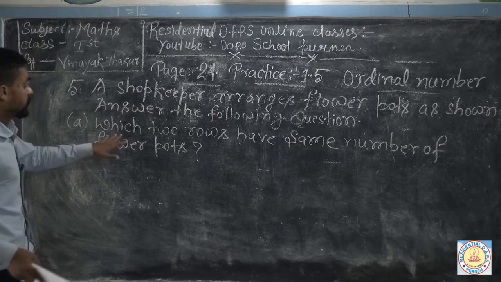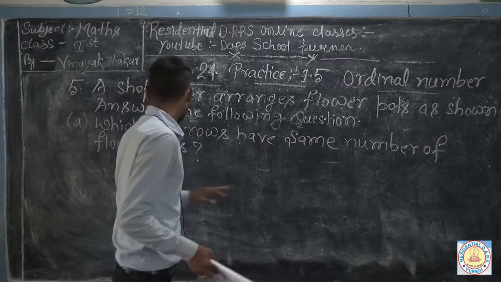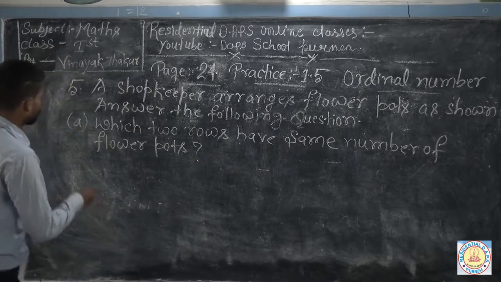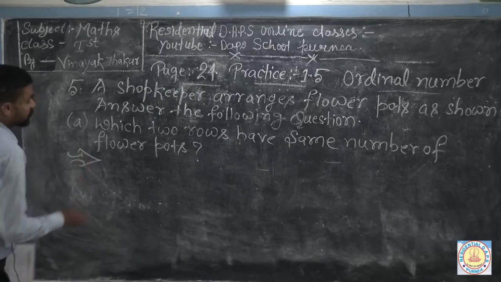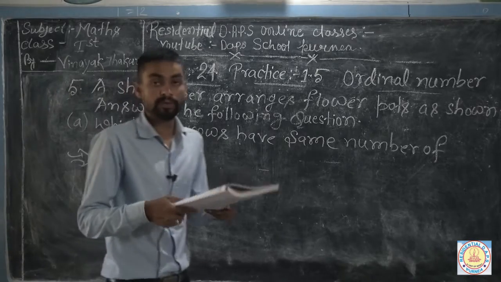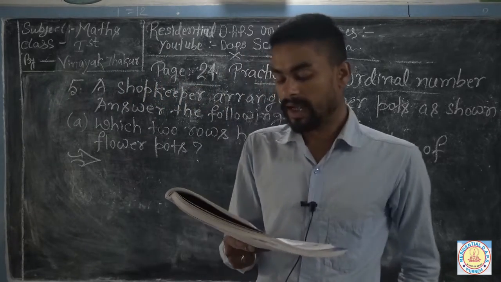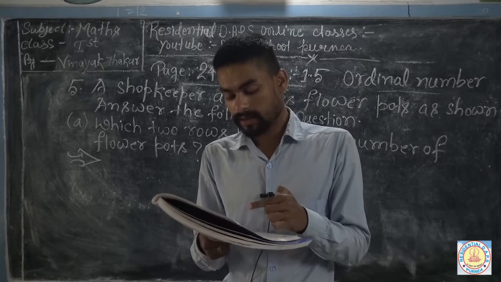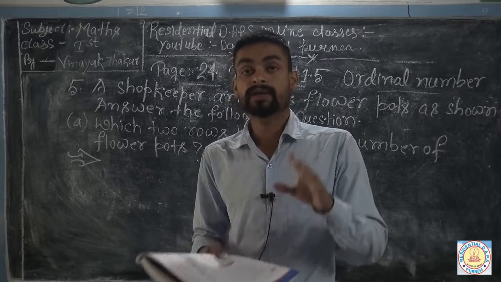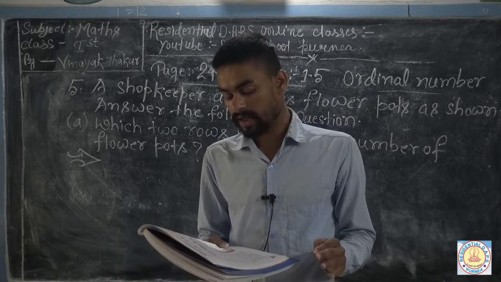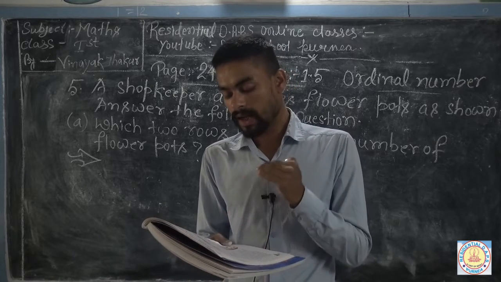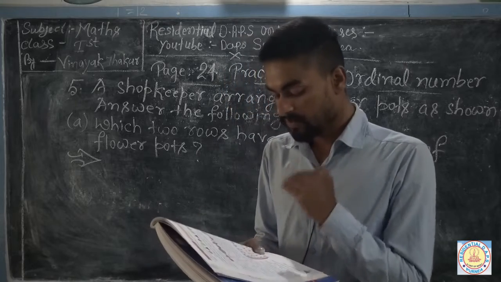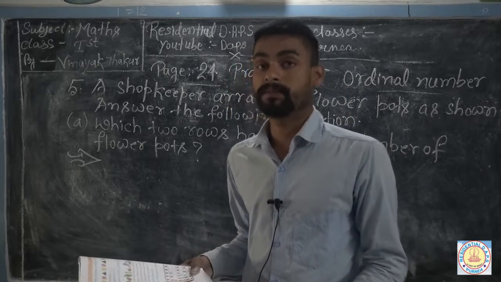So your first question is, which 2 rows have the same number of flower pots? So this is your answer. You can also look in your book that your first row and your sixth row have the same number of flowers, and the second row and the fifth row have the same number of flower pots.